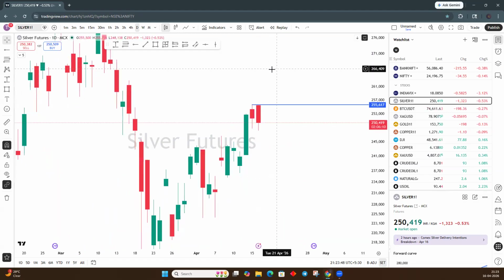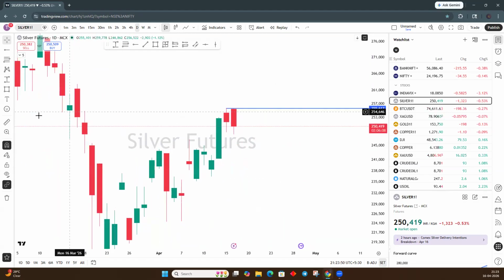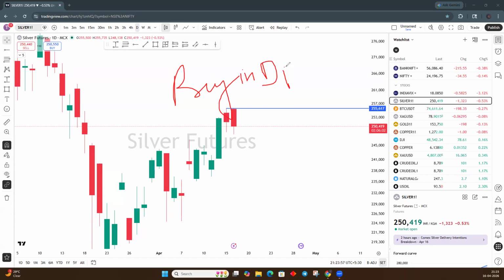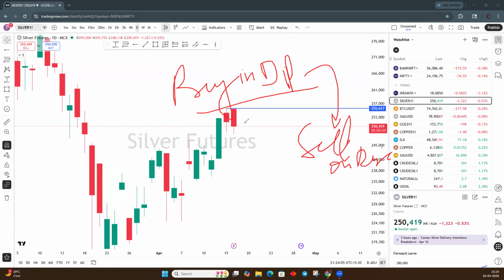So hopefully you have got this current view. The main view for the silver is buy on dip. But if today we are closing weak, our view will change to sell on rise for tomorrow. Sell on rise for silver. Currently, as per the candle, it is closing weak, so we might get some more fall by tomorrow.